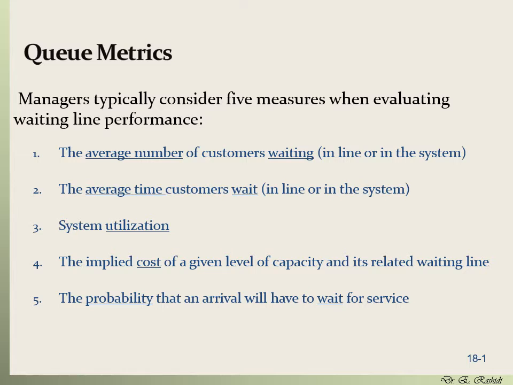First is how many people are waiting in line. So that's the average number of people waiting in line or in the system. Second is the average time a customer would have to wait in line or in the system. Third is system utilization. Fourth is the implied cost of a given level of capacity and its related waiting line. And fifth is the probability that someone who would arrive right now would have to wait to get service.